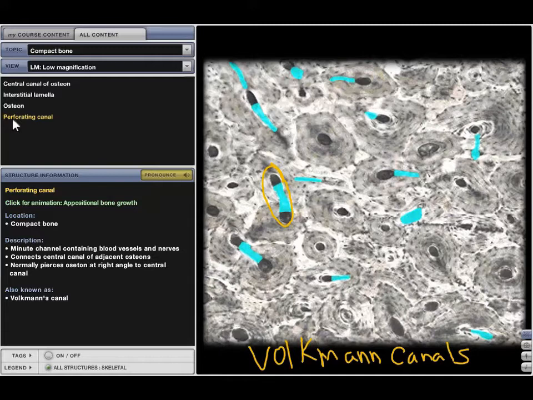In lab this week, be sure to view the histology slides of both compact and spongy bone. This concludes this tutorial.